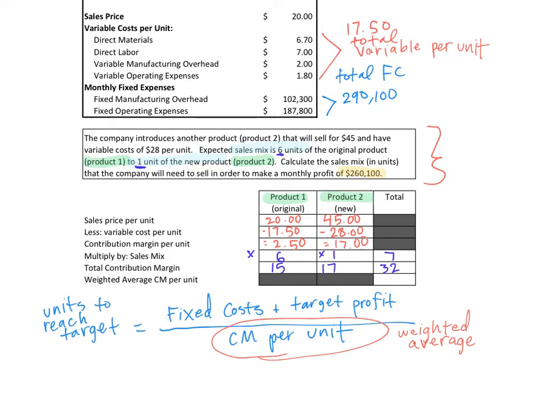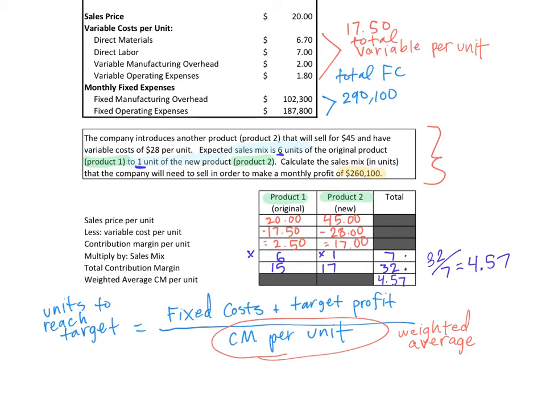There's only one more step to get to our weighted average contribution margin per unit, and that is to divide the $32 of total contribution margin by the 7 units in the sales mix. When we do that, we get $4.57 per unit as our weighted average contribution margin. Note that I have rounded the result to the nearest cent.